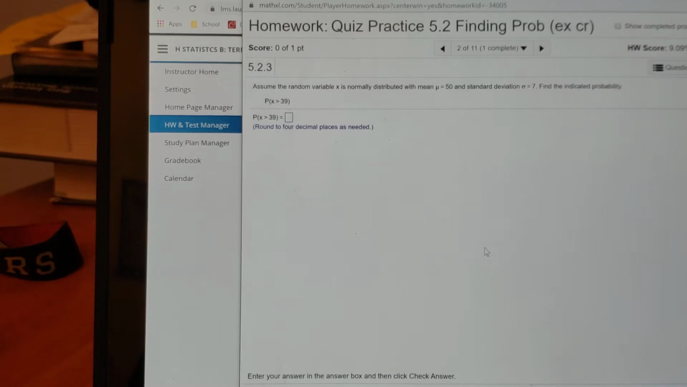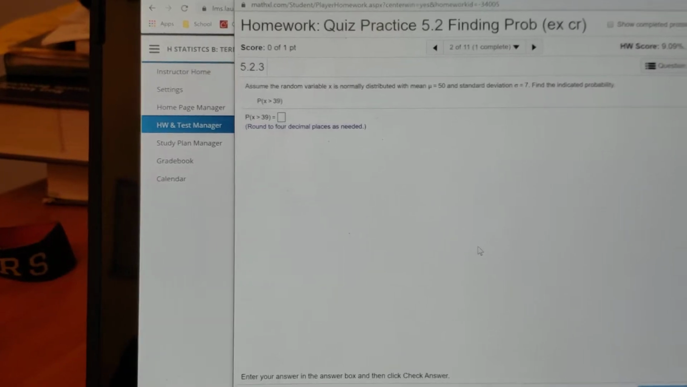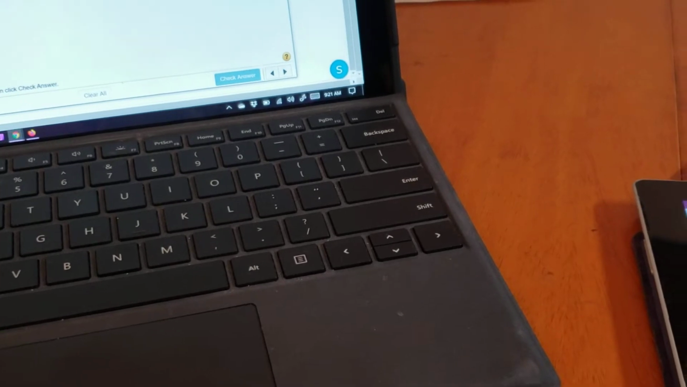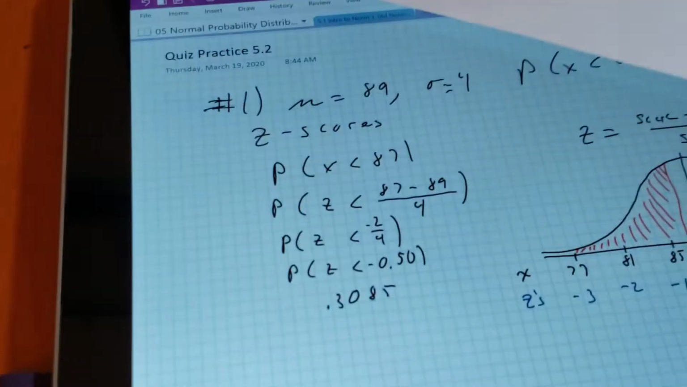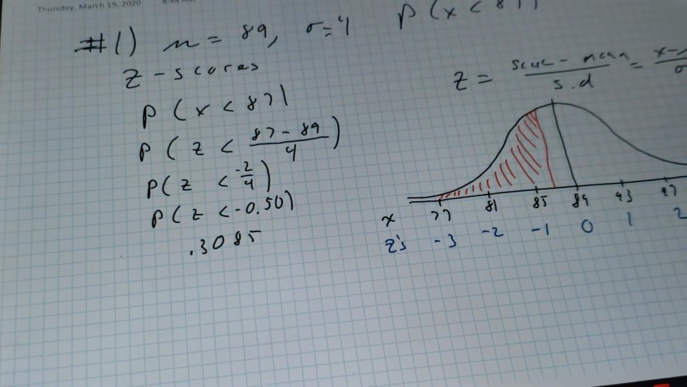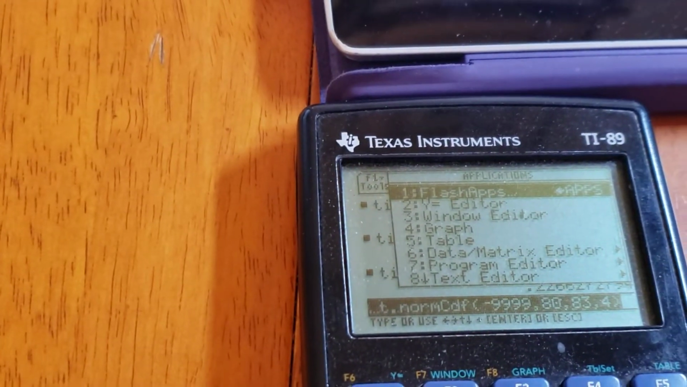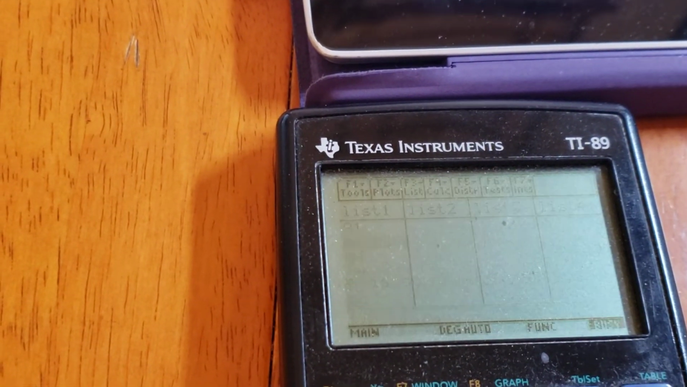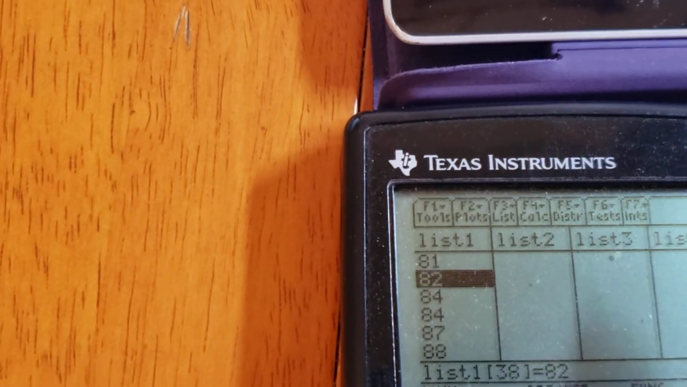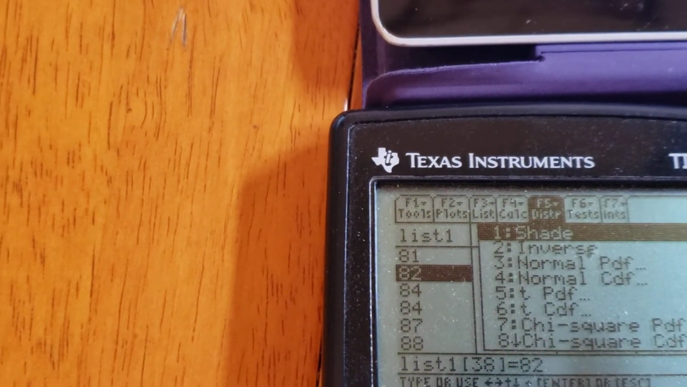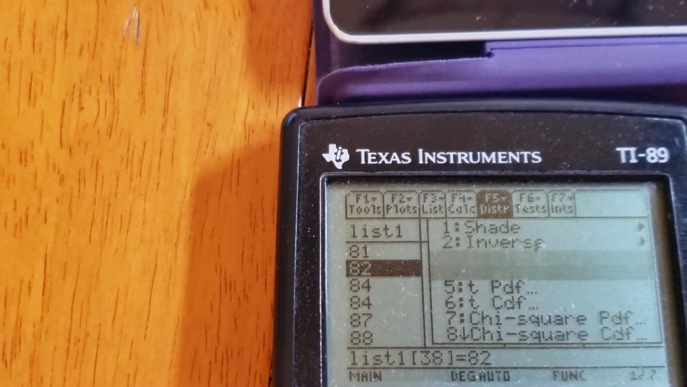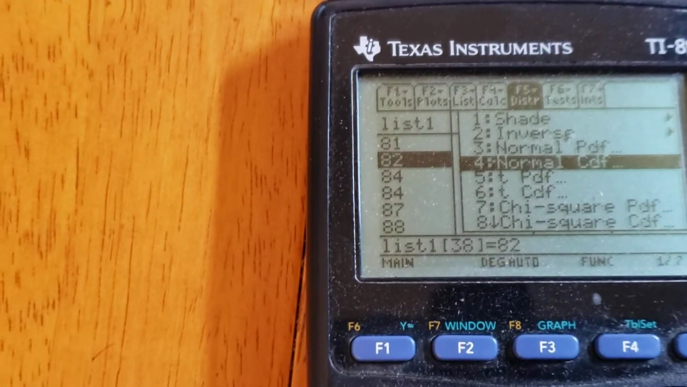Oh, you know, I forgot to show you some other stuff on that. So pause here. So z-scores, like I did here, are the traditional way to do it. You can also do this on technology. So if I go into my calculator, apps, flash apps, stats list editor, I go into F5 up here. I find my normal CDF. I click on that.